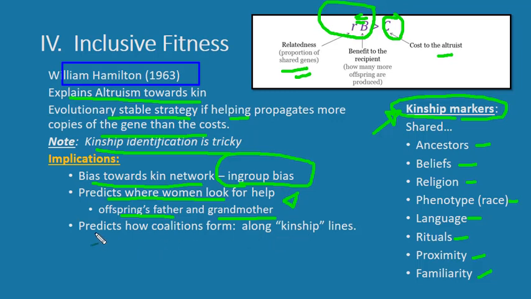So the amount of genetic overlap is a good place to start for figuring out where women look for help in raising offspring. And this theory also predicts that you're going to get coalitions that form along kinship lines. So in other words, it shouldn't surprise us that you have tribes competing with other tribes or certain nations competing with other nations because they see themselves as part of the same kinship group.